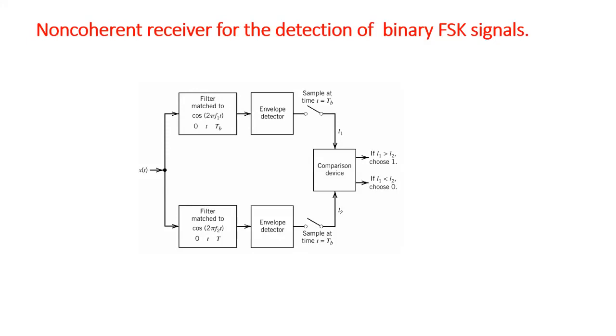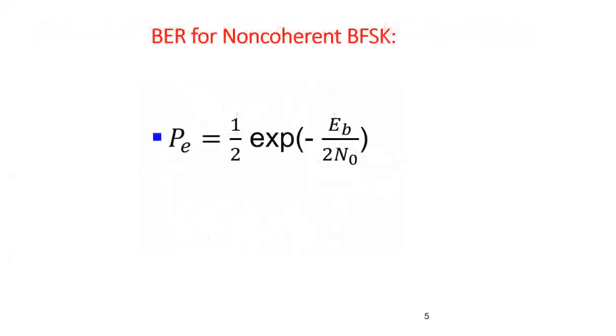The values of those two will be compared and the decision will be taken whether the received symbol is 1 or 0. If L1 is greater than L2, the decision will be taken in favor of symbol 1, and if L1 is less than L2, then in favor of symbol 0. In case L1 is equal to L2, the receiver will take a random decision about symbol 0 or 1. This is how the non-coherent receiver works for the BFSK signal. Then the average probability of error for this non-coherent binary frequency shift keying is given as Pe equal to 1 by 2 e power of minus Eb by 2 N naught.